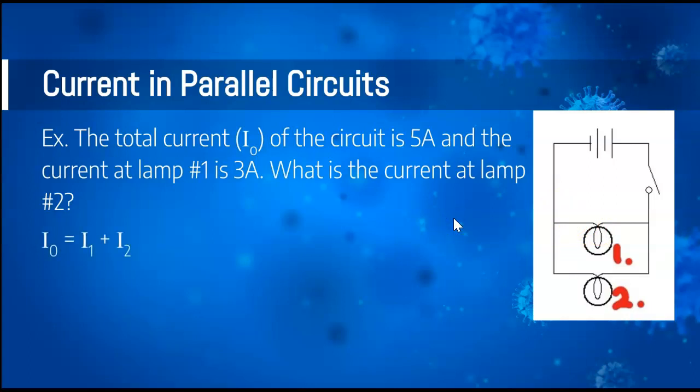Well, look at our little equation. I0, or the total current, is going to equal the current at lamp 1 plus the current at lamp 2. So we know the total current is 5 amps. We know the current at lamp 1 is 3 amps. And we're trying to figure out what the current is at lamp 2.